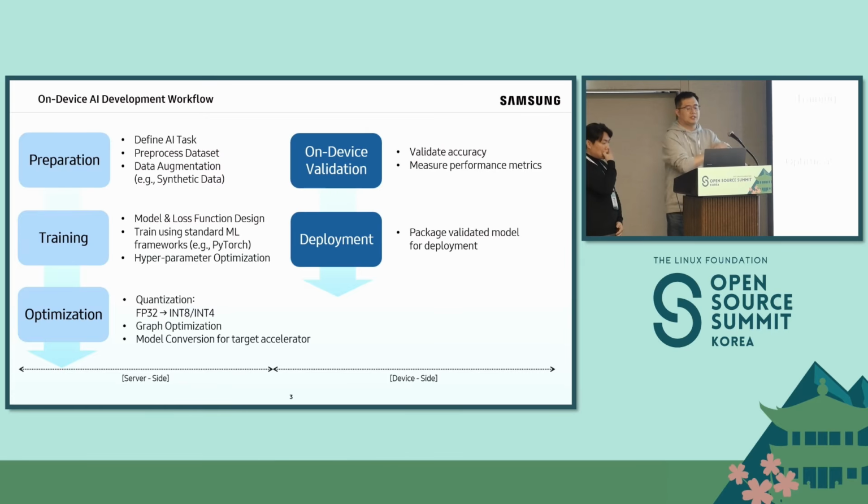On-device AI models are developed through the following procedures. In the preparation phase, we define AI tasks and collect and process the data. In the training phase, we design and train the model using standard machine learning frameworks like PyTorch. In the optimization phase, we perform optimizations such as quantization to improve inference speed and reduce memory usage. After that, we convert the model for the target hardware accelerators.